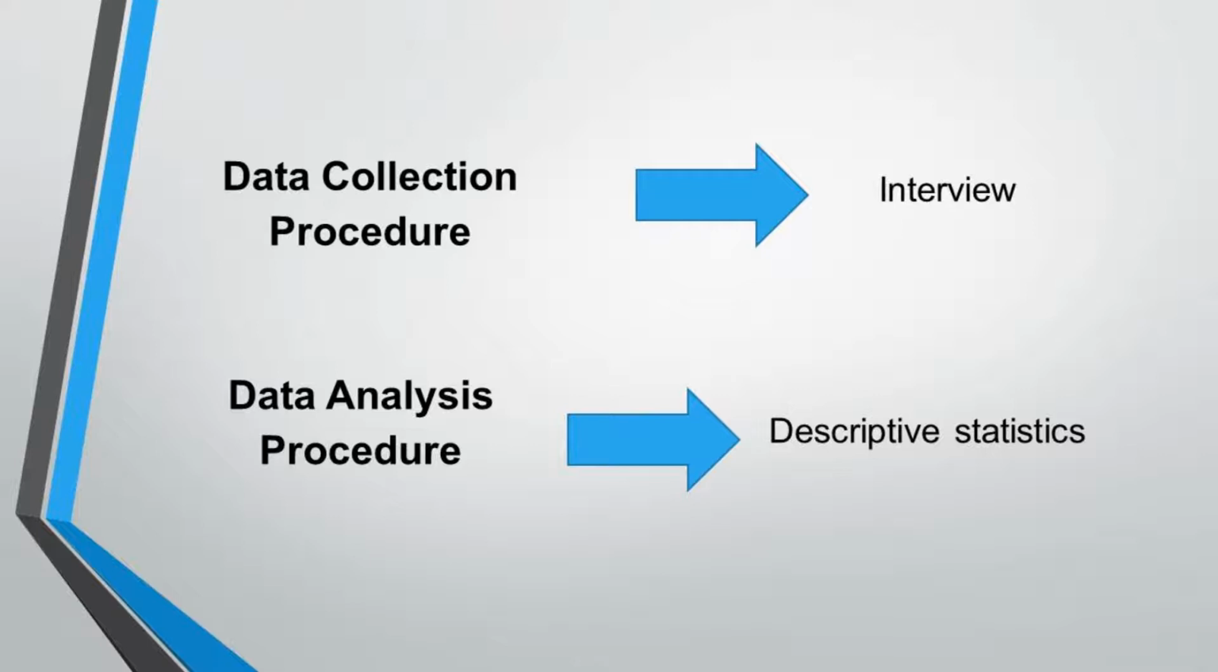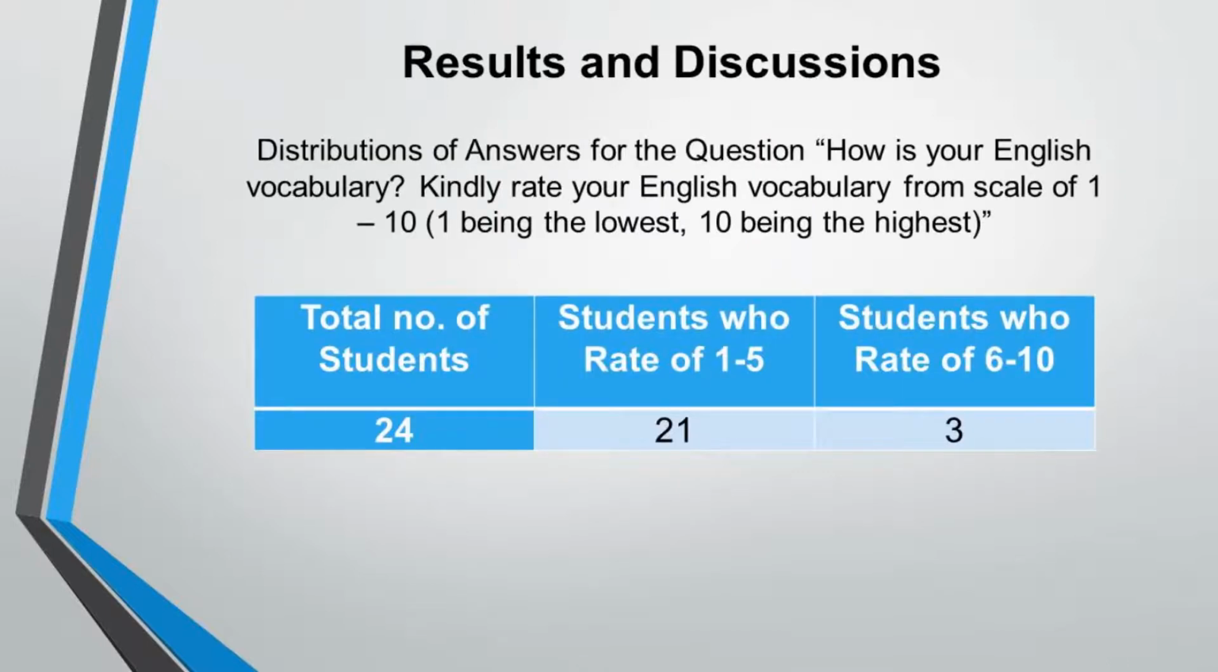So, data analysis procedure. The researcher, or I, used descriptive statistics for the evaluation of data gathered. This is the term given to the analysis of data that helps describe, show, or summarize data in a meaningful way such that, for example, patterns might emerge from data. So, let's go to the next slide, which is the results and discussion. These are the results gathered after the interview.